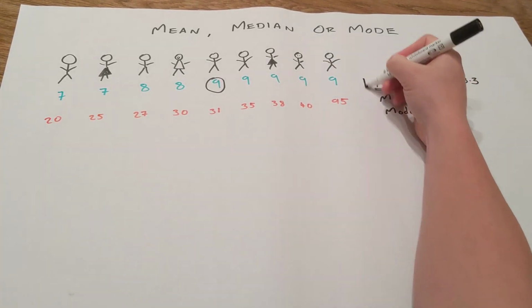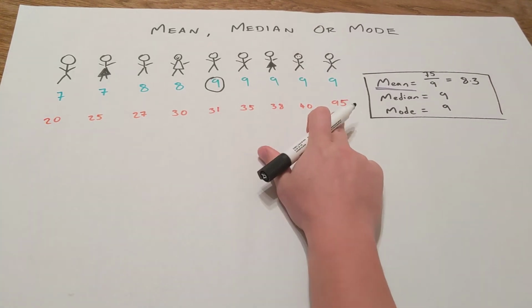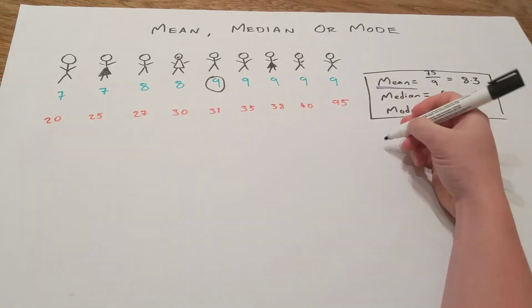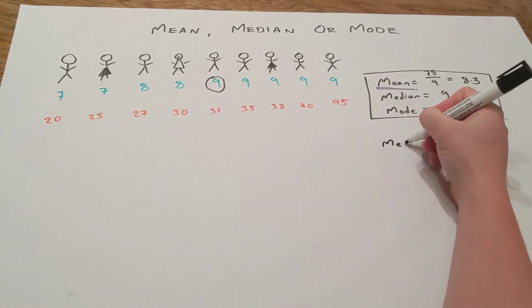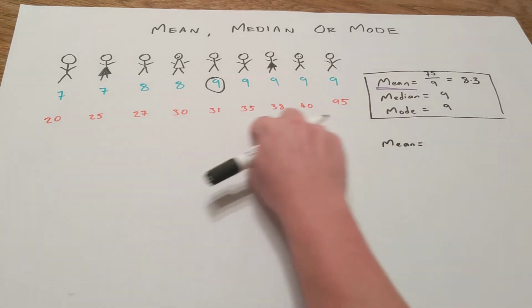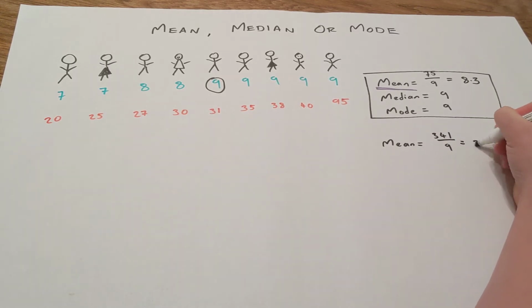So let's just box that off. We're not thinking about that one anymore. Now we'll work out the mean, the median and mode of these numbers. First, we start with the mean. That's the total divided by however many. The total of these numbers is 341. If we divide that by 9, that's going to give us 37.8.